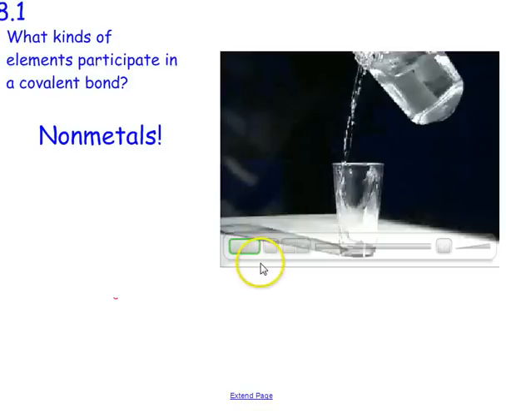This video is going to show you the reaction of hydrogen and oxygen, like the video you just saw that showed you the atomic level of the electrons sharing. This is going to show you the actual reaction of hydrogen and oxygen, which forms water.